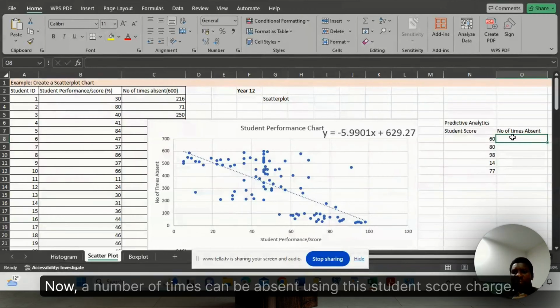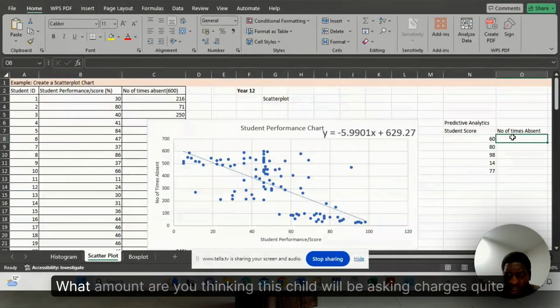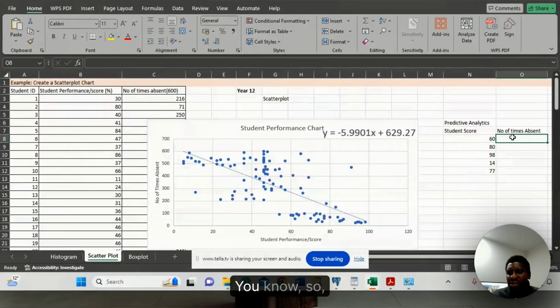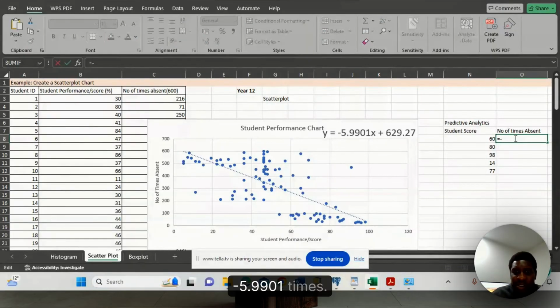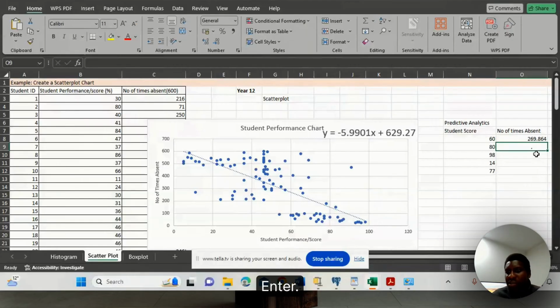Now let's predict the number of times that these students can be absent using this student score. The child that scored 60%, how many times do you think this child will be absent? So just simply say equals minus 5.9901 times, in bracket, x. Our x is this 60, plus 629.27, and press enter.